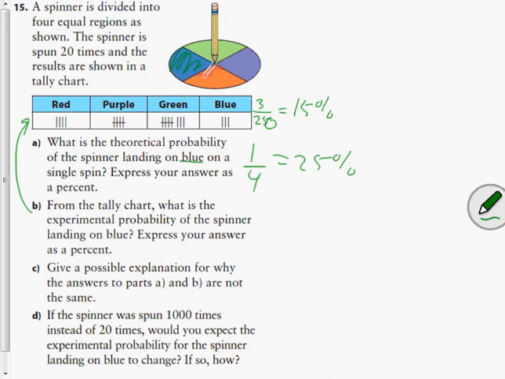So it says, give a possible explanation for why the answers in part B, this one, and this one weren't the same. And the reason is because your sample size was very low. We didn't spin it very much. So if we had spun it 1,000 times, we would see this tally sheet getting closer to 25% each. And if I spun that spinner 1,000,000 times, we would get very, very close to the theoretical probability. But for our experimental probability, we only did it 20 times. So the more we do it, the closer we get to theoretical is what the answer is.